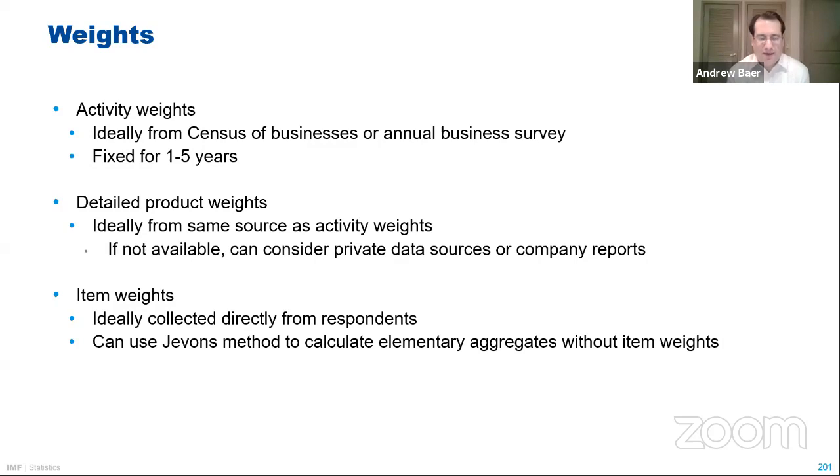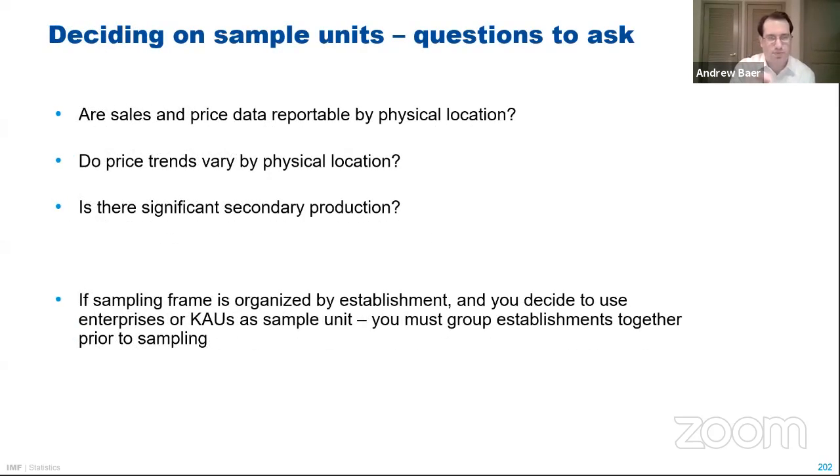And lastly, item weights, which you may consider using in the future, are based on company sales that are collected directly from respondents. And if you're not able to collect sales directly, you might be able to estimate it based on any information you have about the employment of the unit. And of course, when we don't have item weights, we use the Jevons methods, which was those geometric means that we saw in our index calculation spreadsheets.